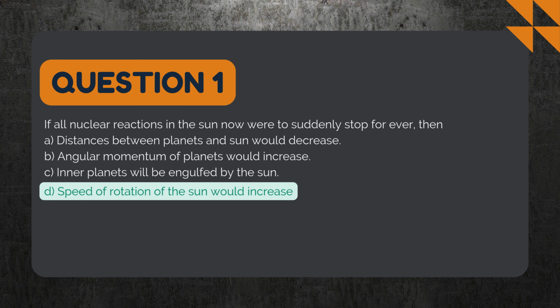Correct answer is D. Speed of rotation of the sun would increase. When fusion stops, gravity collapses the sun, reducing its radius. Conservation of angular momentum increases its rotation speed. Solar mass remains same initially, so planetary orbits don't change immediately.